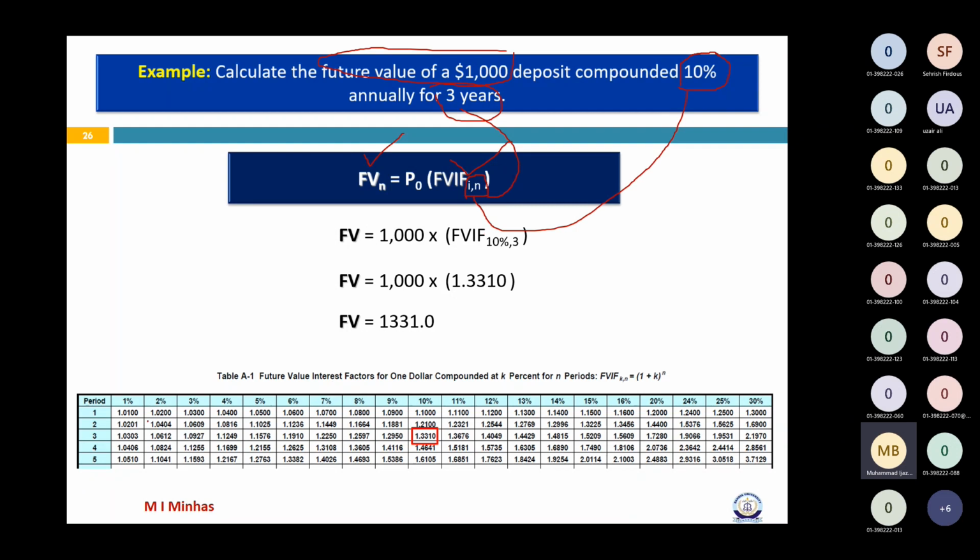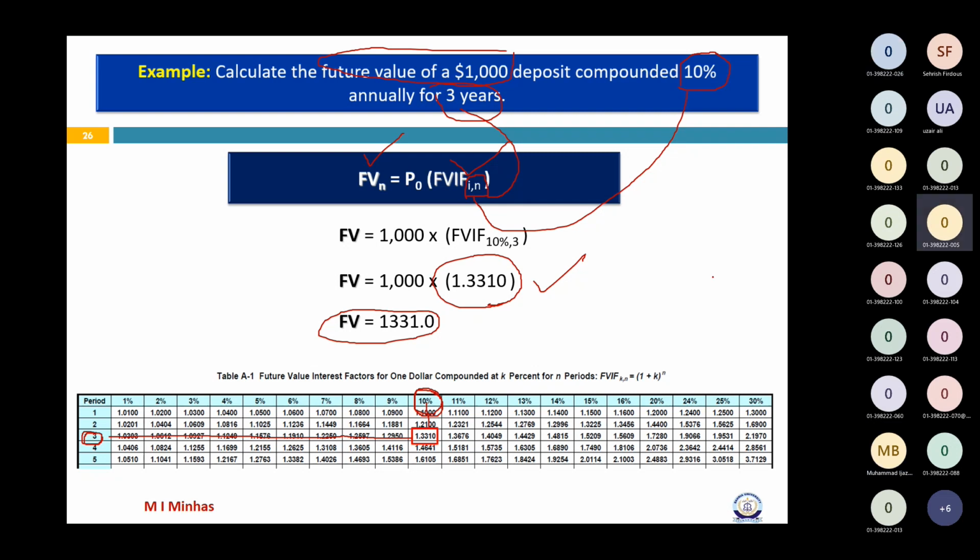So what would we do? We'll go and check this future value interest factor table, and we'll locate 10% here, and then go to the number of periods, that is n. In our case, it's 3. Then we'll figure out the value of the future value interest factor at 10% with number of years equal to 3. It was 1.3310. We plugged that value here and multiplied it with the principal amount. This way we calculated the future value at 10% in 3 years. Is it clear to everyone?